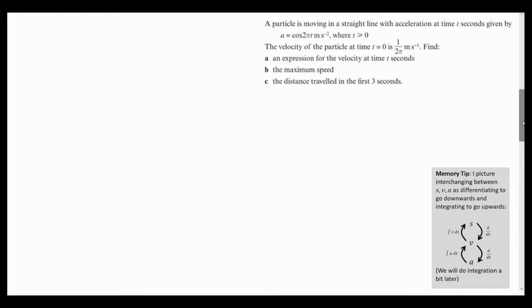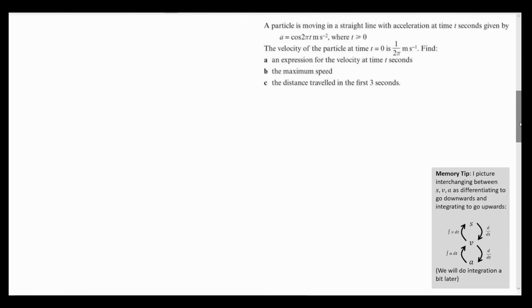In this question, we were told that a particle is moving in a straight line with acceleration at time t given by this function. Acceleration, a, equals cos 2πt meters per second squared. We've also been told that the velocity at time t equals 0 is 1/(2π). First, we've been asked to find an expression for the velocity at time t seconds.